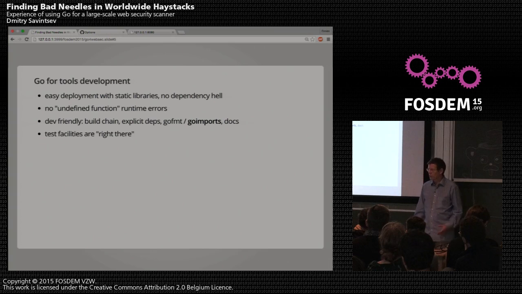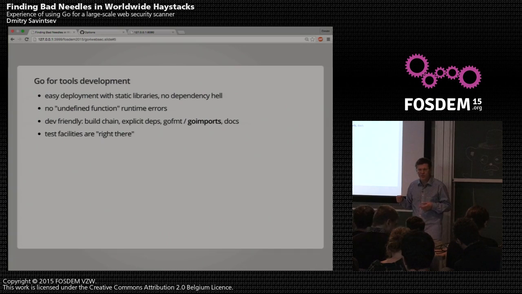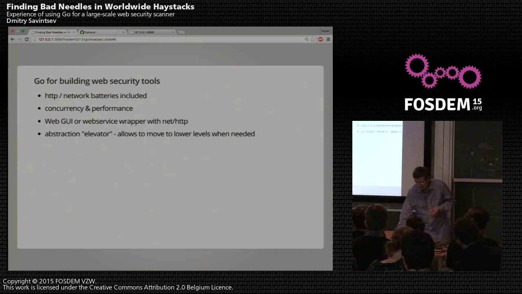You have the whole build chain, so the compiler and dependencies are also written down, and the test facilities are right there. When you have the test files, you have a file and then this file underscore test dot go. When they are placed together, it stimulates people to write good tests, or at least write some tests. When you're reviewing code, if you see that there are no underscore test files, then there's something wrong. And especially for web security tools, the advantages are the great HTTP stack and the whole network stack, batteries included.